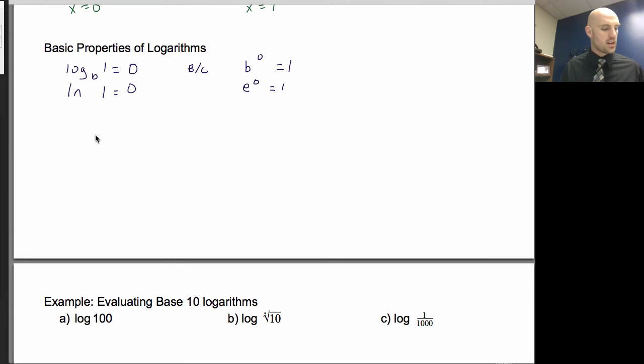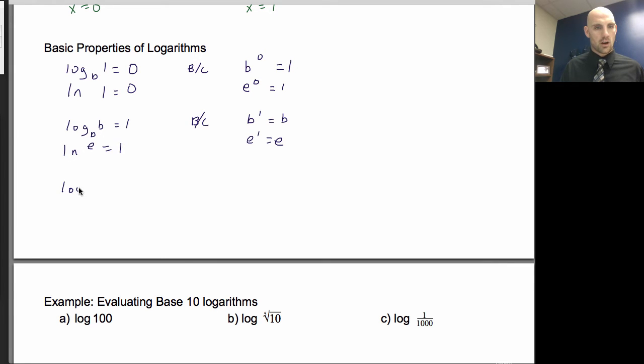Second thing that could happen: log base b of b is equal to 1, because if I bring it around the horn, b to the first is equal to b. The natural log of e is equal to 1, because if I bring it around the horn, e to the first is equal to e.